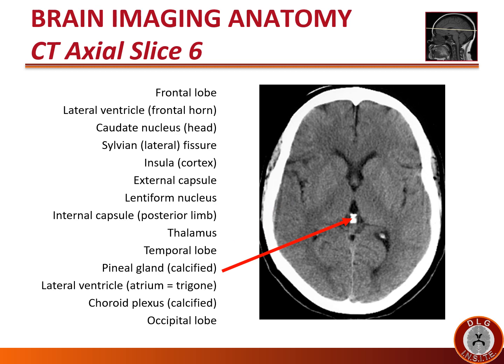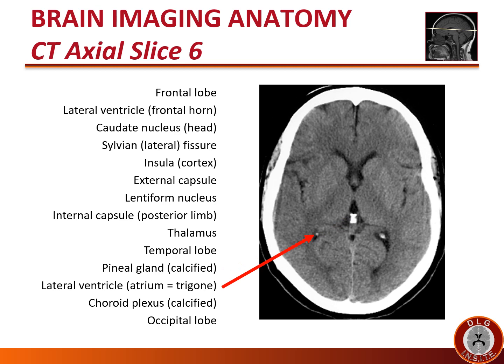The hyperdense white structure that appears to be floating in the third ventricle is actually the pineal gland. It is normally calcified and therefore bright on a CT scan.